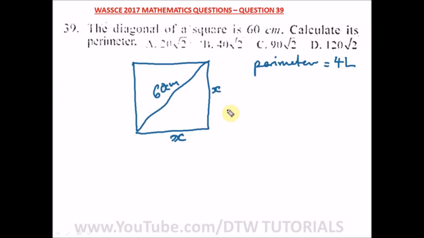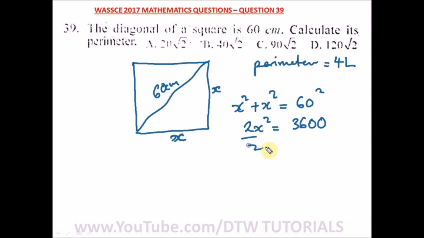So we have x square. We have to look for the value of x. x square plus x square is equal to 60 square. So we have here 2x square is equal to 60 square. 60 square is 3600. Let's divide by 2. Divide by 2. Okay, x square is equal to 1800.